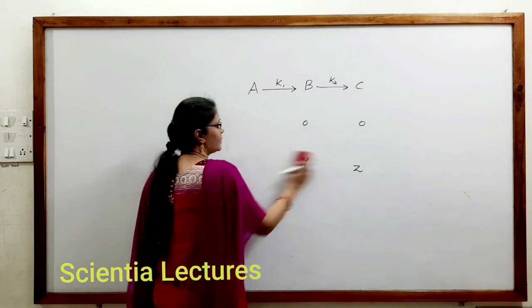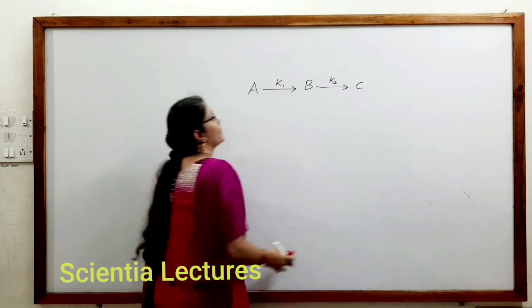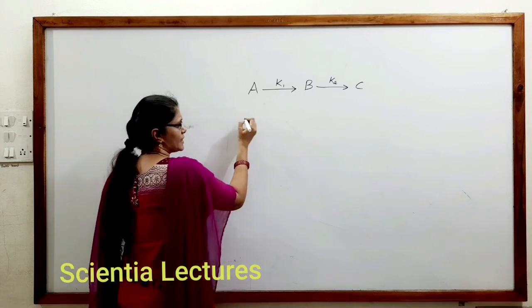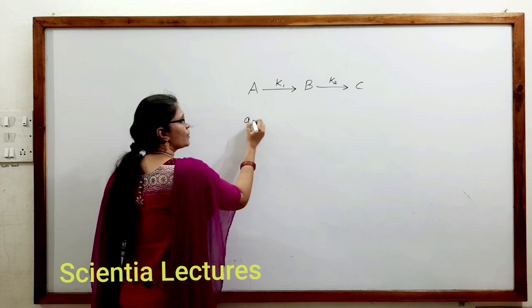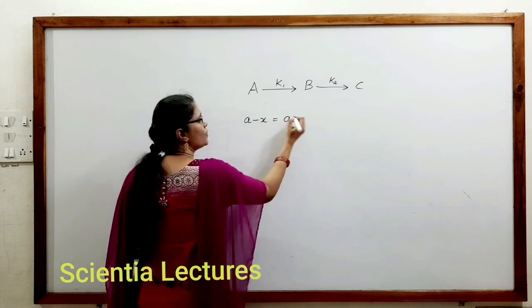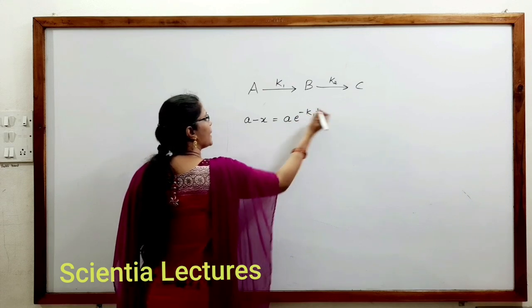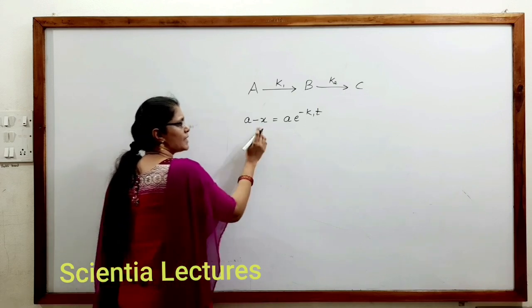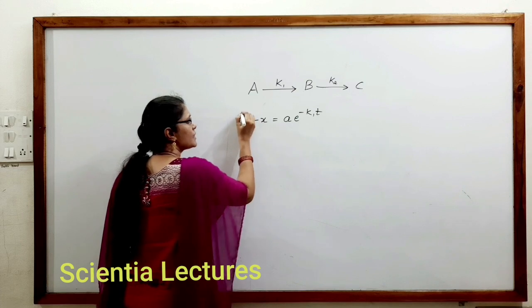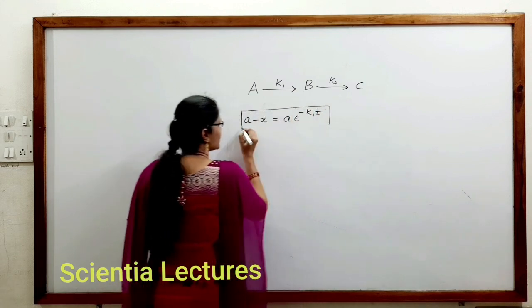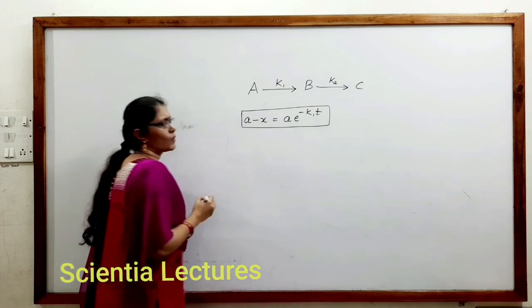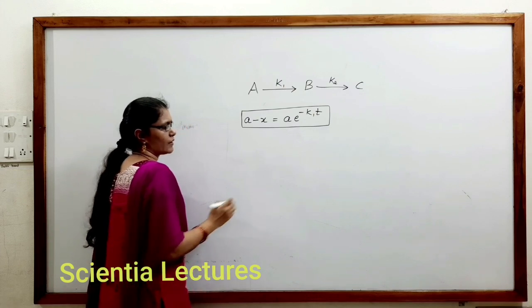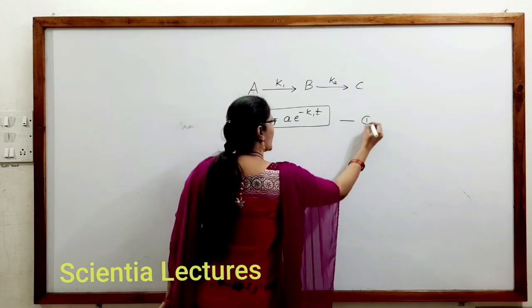Now let us take the reaction rate from A to B. It is considered in exponential form. You can observe that a minus x equals a e power minus K1t. The remaining concentration of A at an instant T is a minus x. We have already derived this in a first order reaction, where a is the initial concentration. Keep this as equation 1.